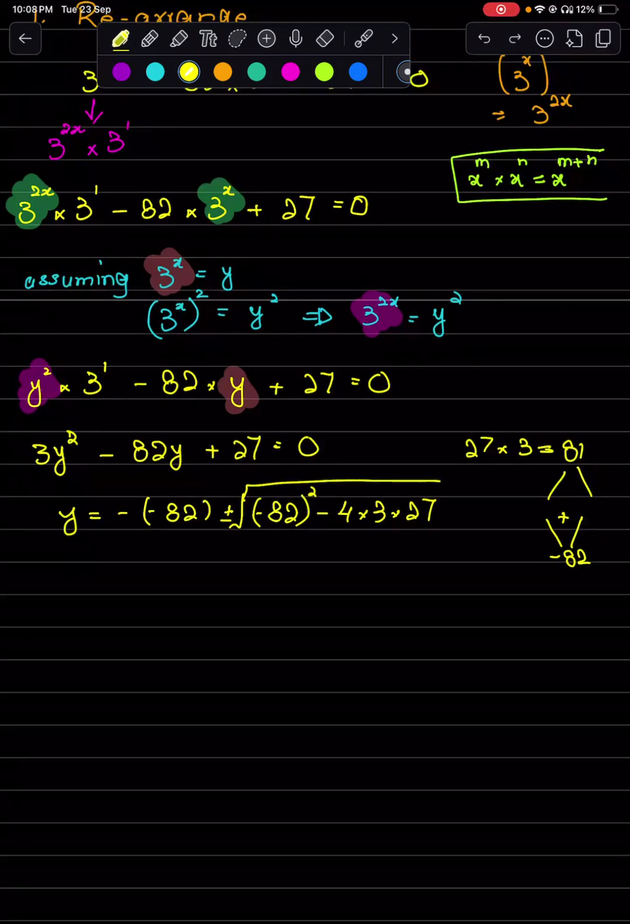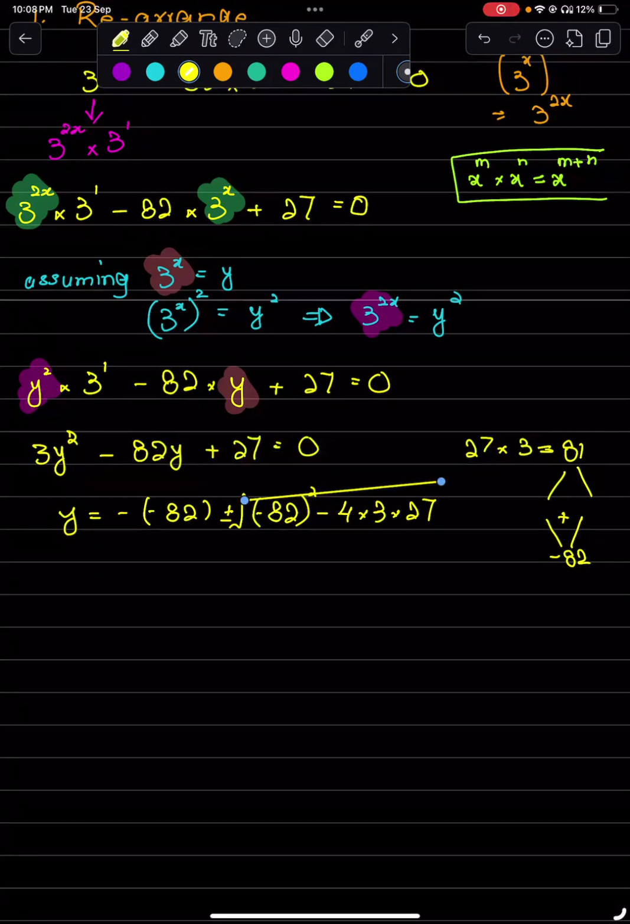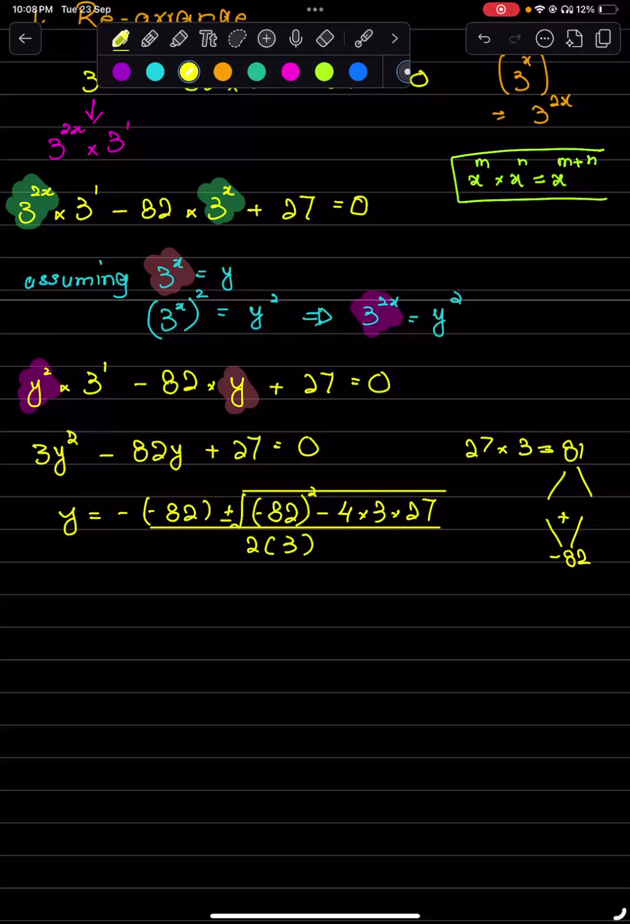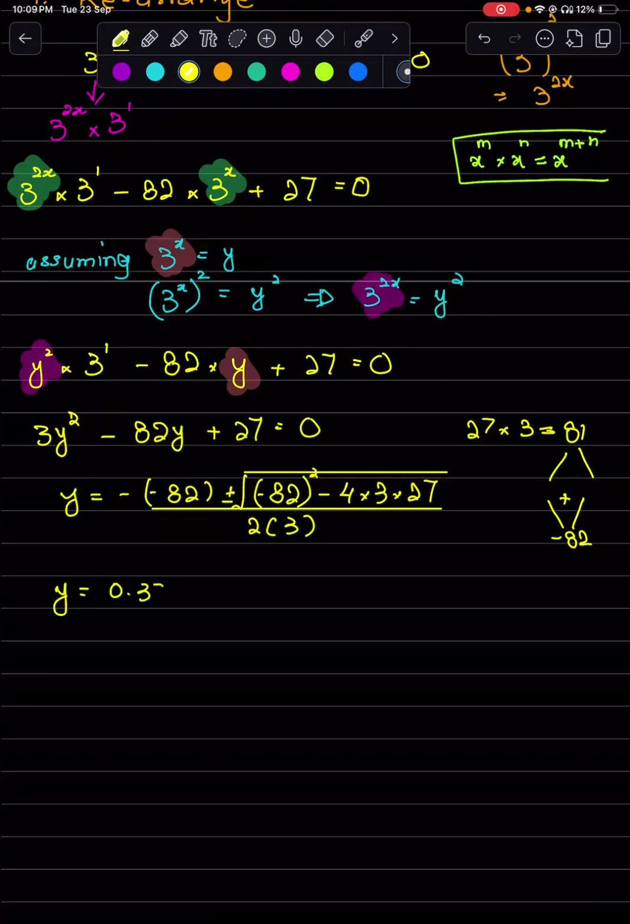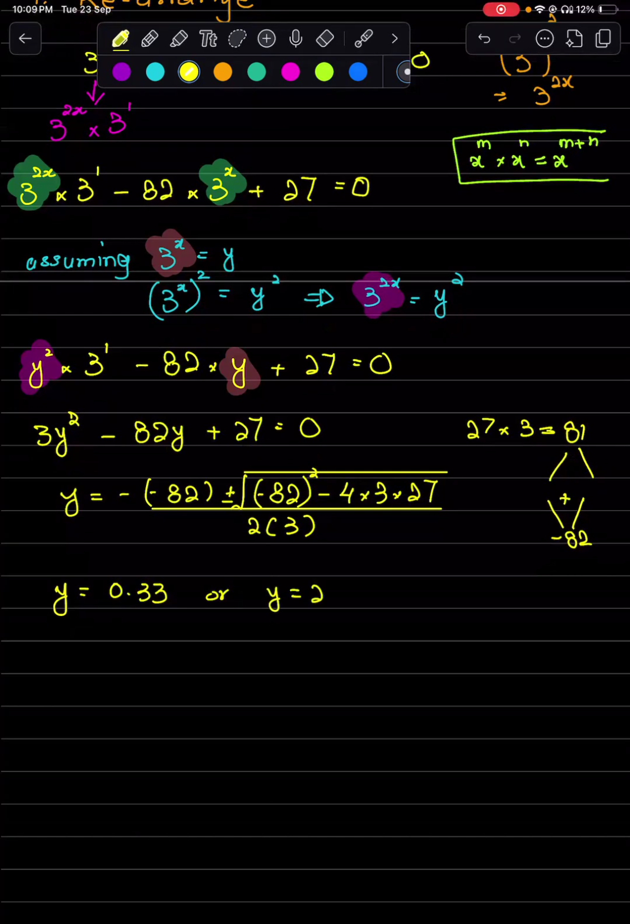You can get the value meanwhile. 82. So y is equal to 0.33 or y is equal to 27. I did it quicker than you.